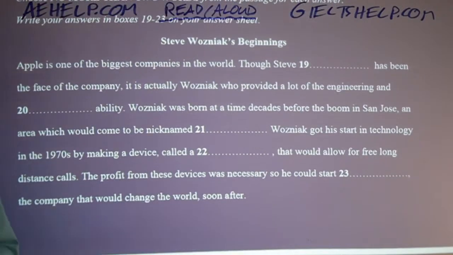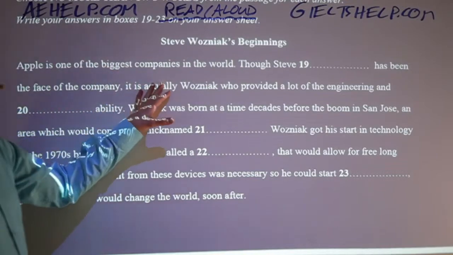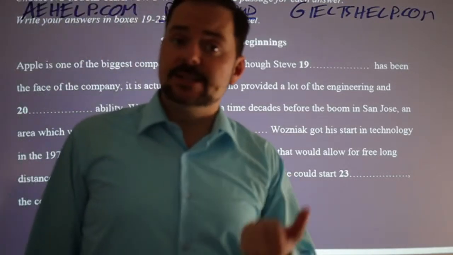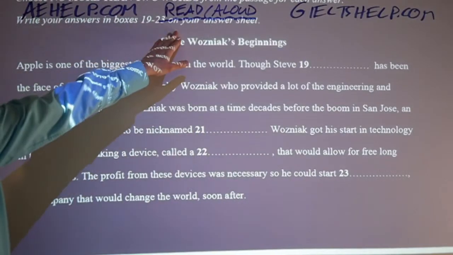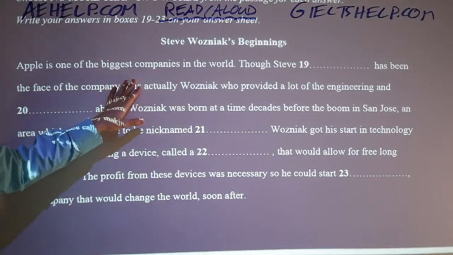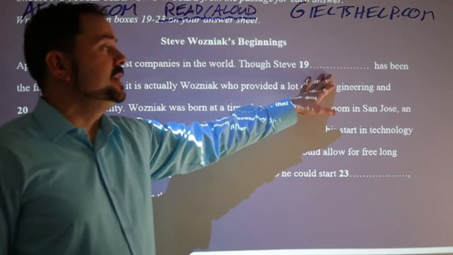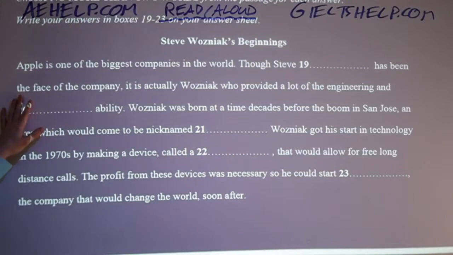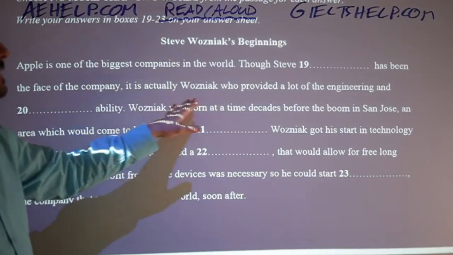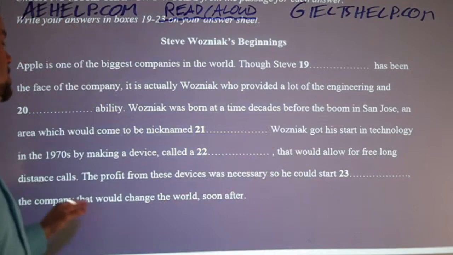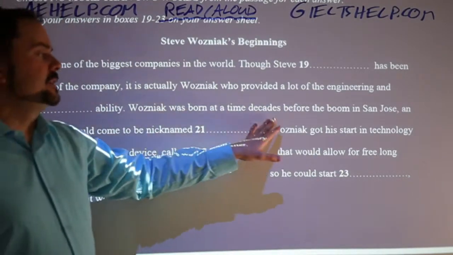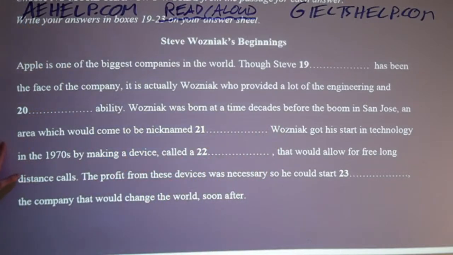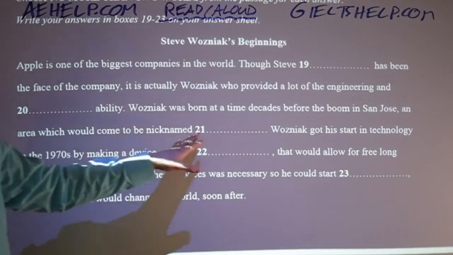All right. All of this is going to be in the passage. Again, at home, it's really good practice to paraphrase this. Let's read over it. So again, this is reading, so make sure to read with me. Apple is one of the biggest companies in the world. Though Steve something has been the face of the company, it is actually Wozniak who provided a lot of the engineering and something ability. Wozniak was born at a time decades before the boom in San Jose, an area which would come to be nicknamed something.